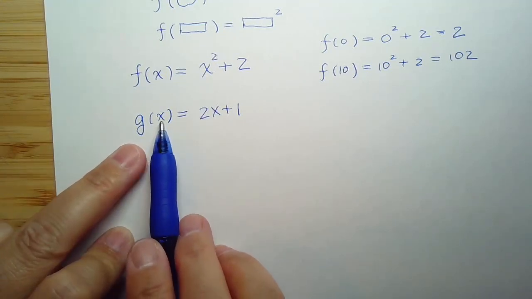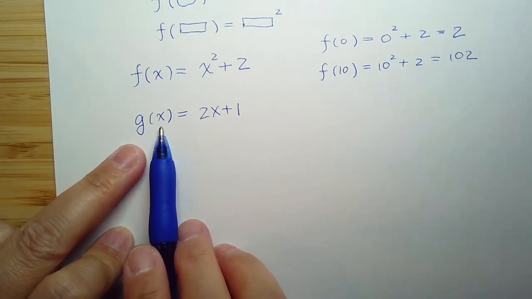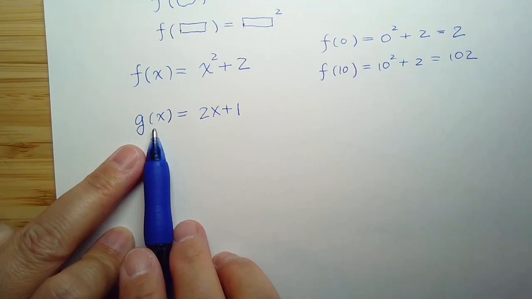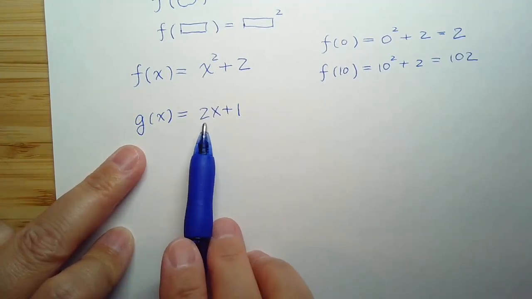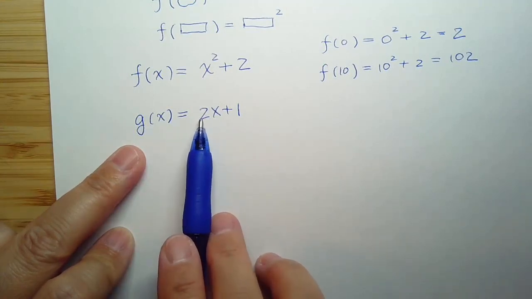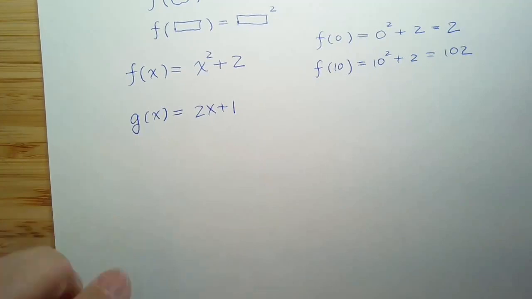I put in whatever number or whatever thing, then I just double it plus 1. So if I put in a house, then double the house plus 1. I don't care what I put in. I just double it plus 1. That's the function. That's how this function works.